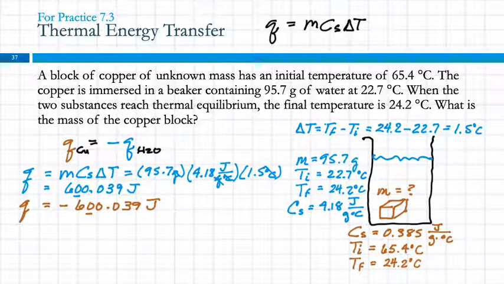Yeah? Q is always represented in joules? Well, Q is heat, which has energy units, so it could be joules or kilojoules or calories, but typically joules or calories in chemistry. So Q in this situation would be 600.039? Or? Yeah, 600.039 joules. Okay.